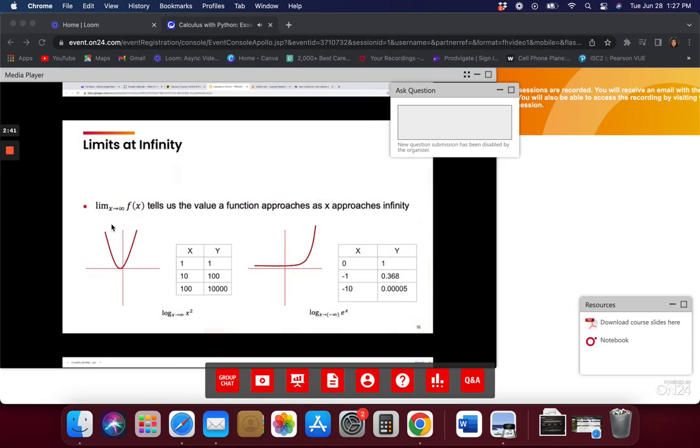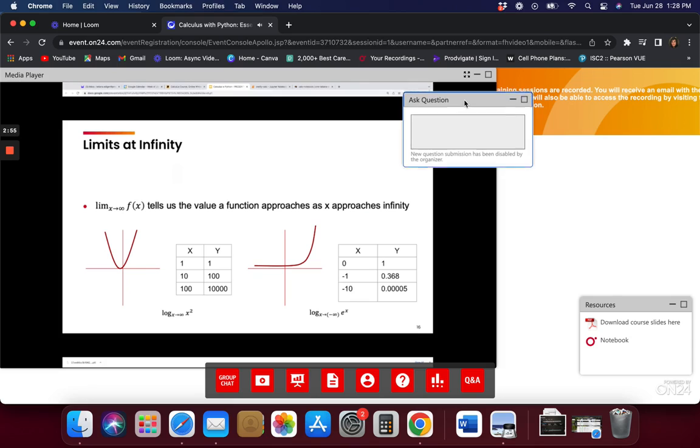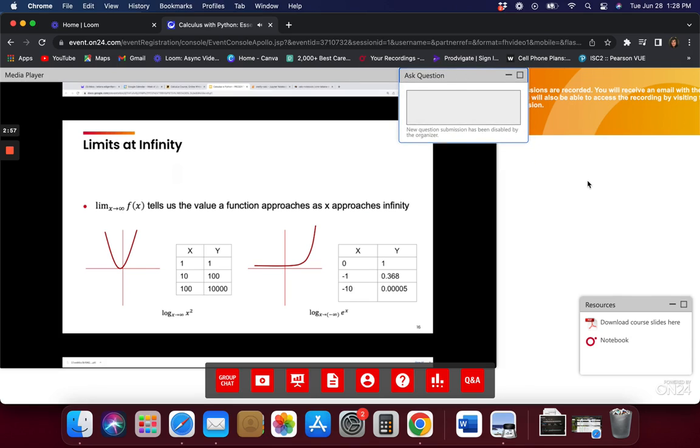So if there are any questions about limits, feel free to throw them in the chat. The important part here is, as we are changing x incrementally, how does that change the output of y? What is our function approaching as x approaches a certain value?